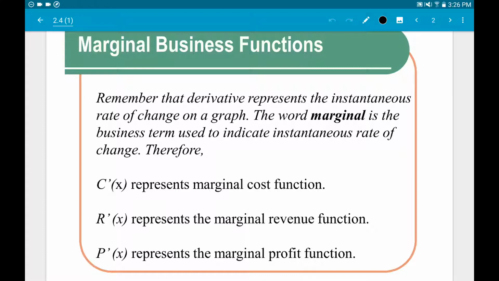So here are the three marginal business functions that we'll look at. So remember, c of x was the cost function, so c prime of x represents the marginal cost function. Likewise, r of x was the revenue function, so r prime of x is the marginal revenue function. And then p of x was the profit function, so p prime of x is the marginal profit function. So it's the derivative of cost, the derivative of revenue, and the derivative of profit is what we're looking at.